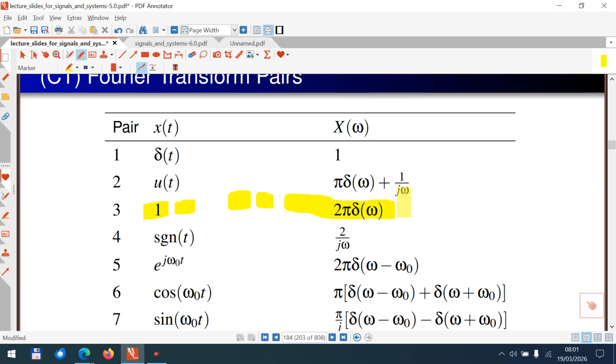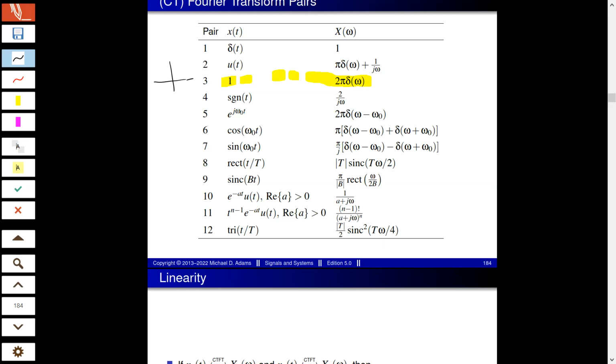So what does this tell? That if the time domain signal is a constant, so if you plot this, you will get a constant. This is time, and you have a constant signal 1, right? So in the frequency domain, so when you actually transform it, continuous time Fourier transform.